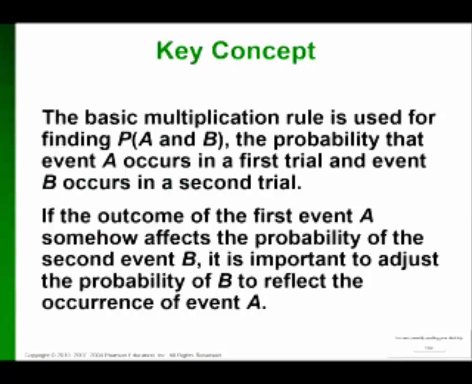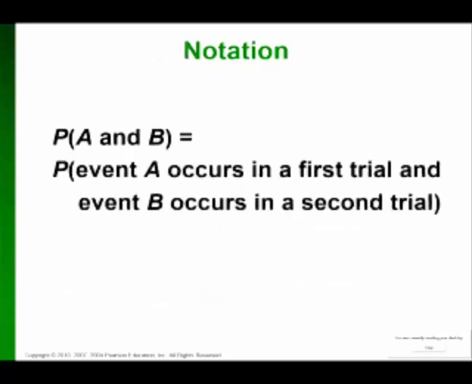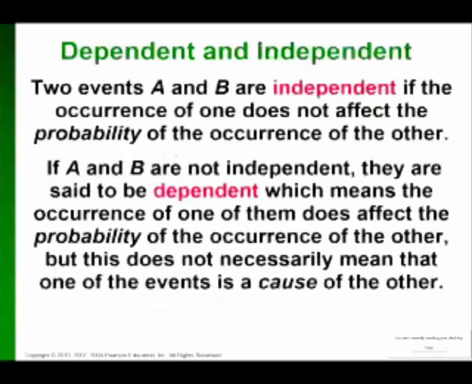But in my example of rolling a die, does landing on a 1 on your first roll in any way affect whether or not you're going to land on a 6 on the second roll? No, they're completely independent of each other. Well, that's actually the next definition. Two events are called independent if the occurrence of one does not affect the probability of the occurrence of the other, and they're not independent if one happening does affect the probability of the other happening.